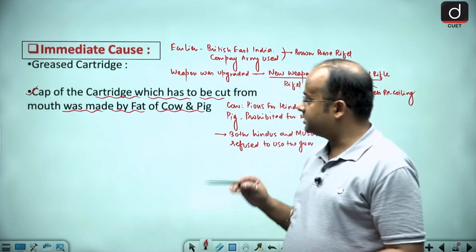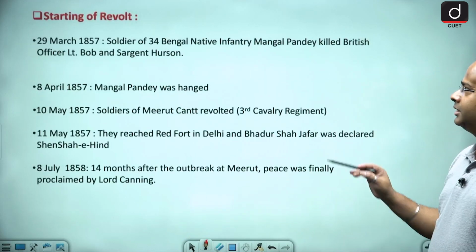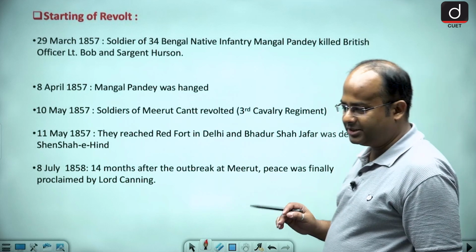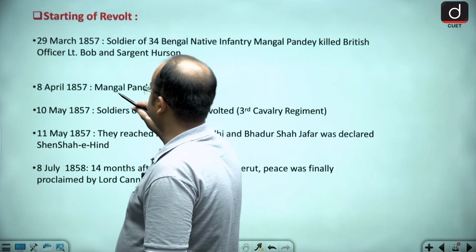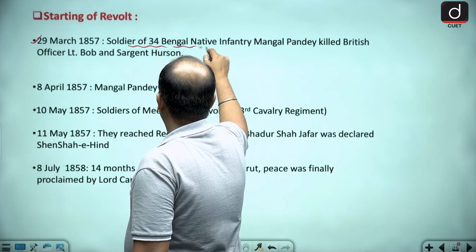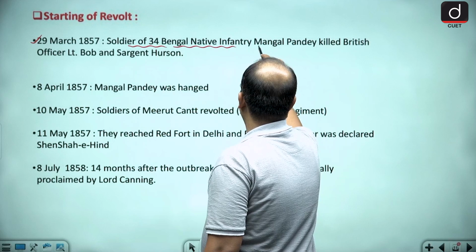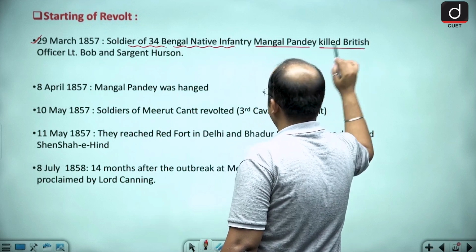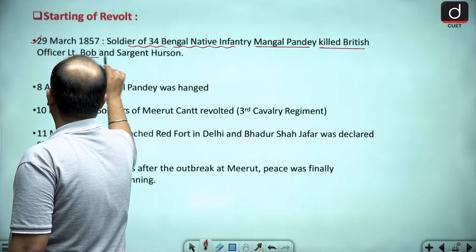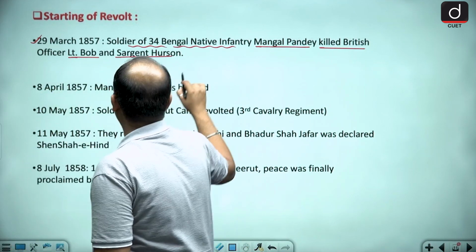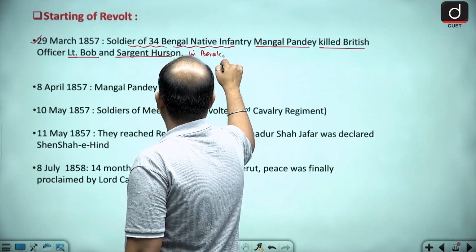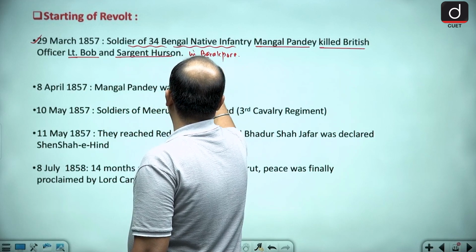Now let's discuss the next thing, how this revolt started. On 29th March 1857, my dear friends, a soldier of the 34th Bengal Native Infantry, Mangal Pandey, killed British officers Lieutenant Baugh and Sergeant Hewson in Barrackpore. Barrackpore, guys, is in West Bengal.